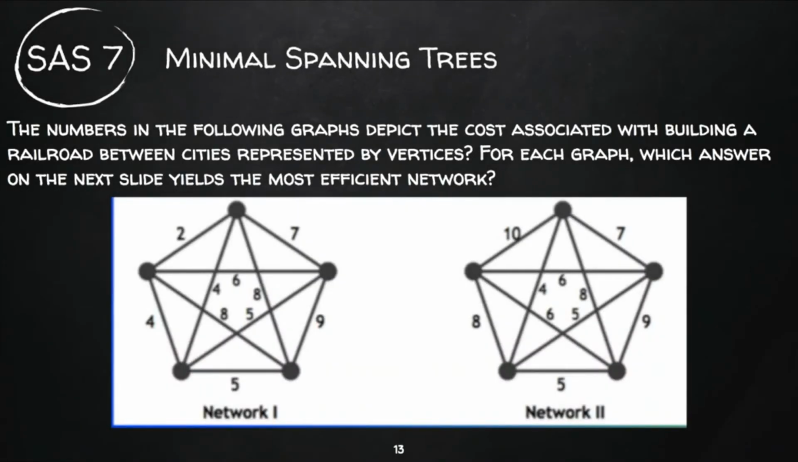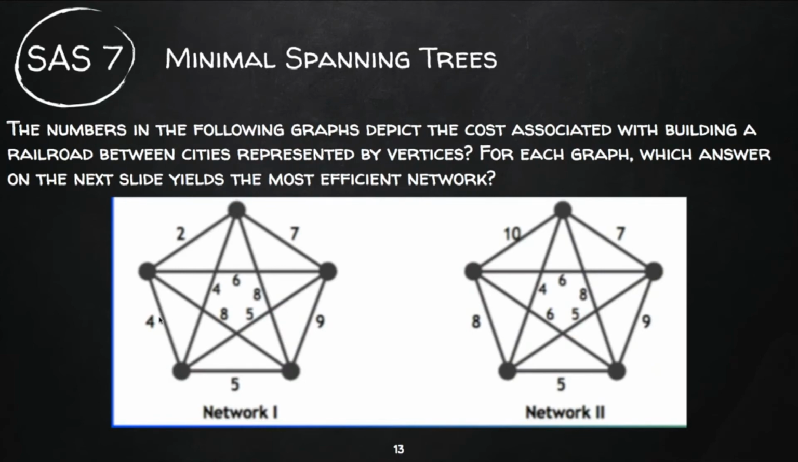Numbers in the following graphs depict the cost associated with building a railroad between cities, represented by vertices. For each graph, which answer on the next slide yields the most efficient network? Look at it carefully. The middles are the same. The outside is not. So for network 1, we'll start with 2. We'll keep one of the 4s. You don't want both of them because if you do, you'll create a cycle here. You see how you'd have 2 pathways to 2 of those?